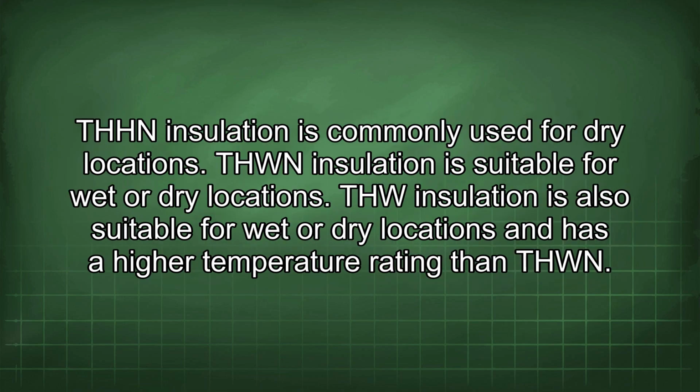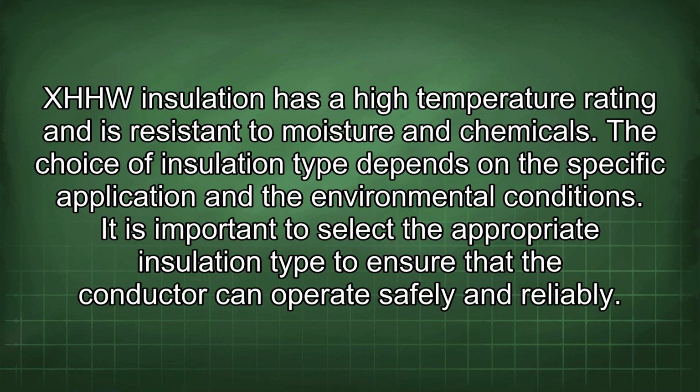THHN insulation is commonly used for dry locations. THWN insulation is suitable for wet or dry locations. THW insulation is also suitable for wet or dry locations and has a higher temperature rating than THWN. XHHW insulation has a high temperature rating and is resistant to moisture and chemicals.